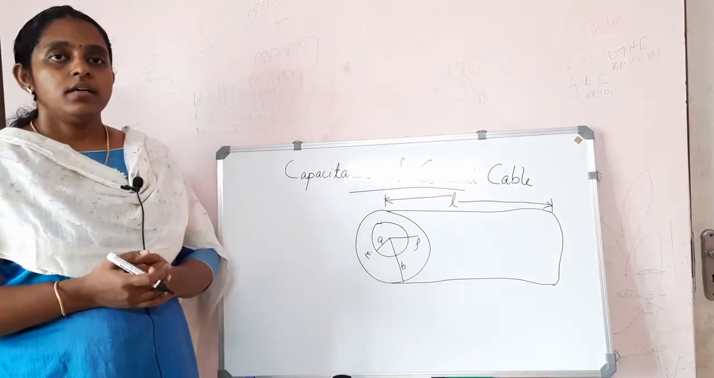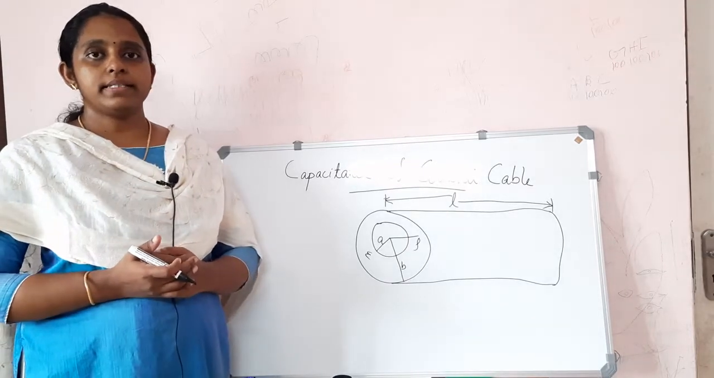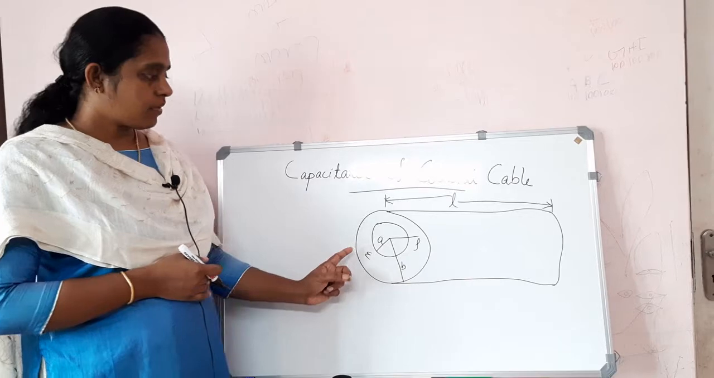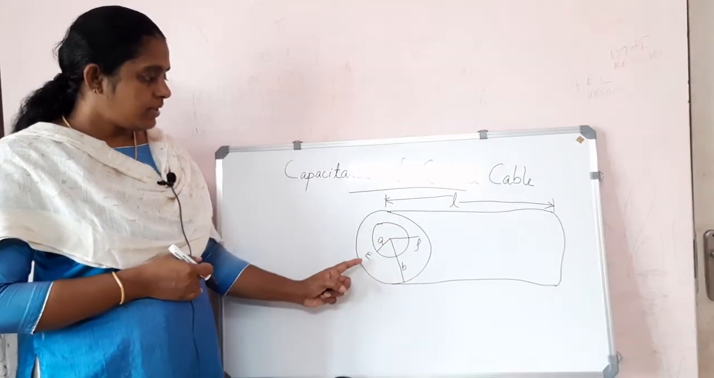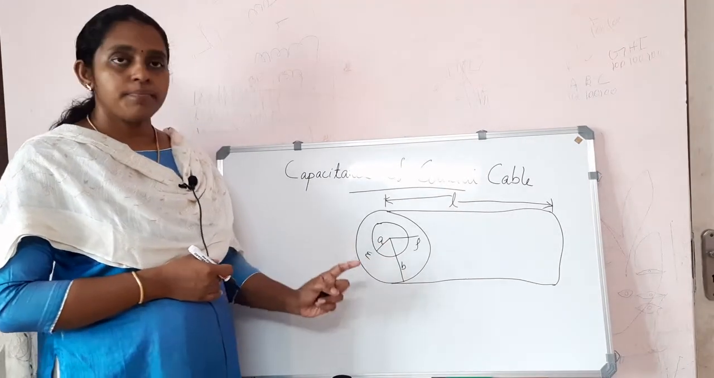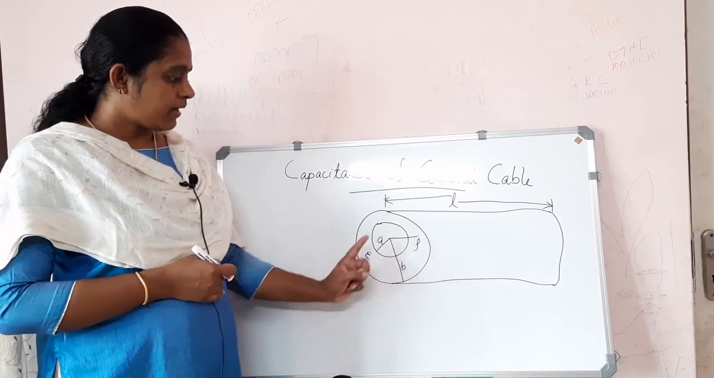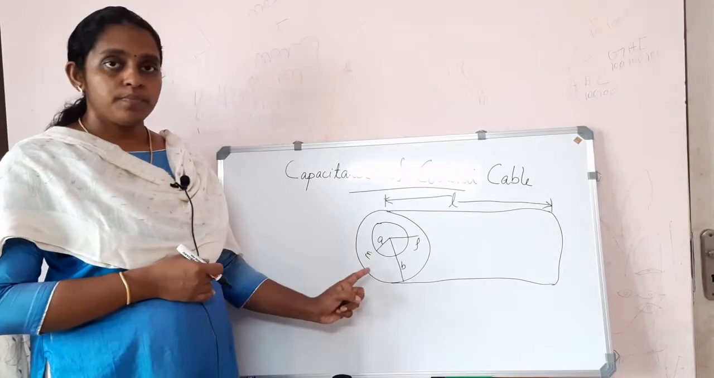ഇനി നമുക്കിന്ന് കപ്പാസിറ്റൻസ് ഓഫ് ദി കോയാക്സിയൽ കണ്ടക്ടർ അല്ലെങ്കിൽ കോയാക്സിയൽ കേബിളിൻ്റെ കപ്പാസിറ്റൻസ് ആണ് കണ്ടുപിടിക്കേണ്ടത്. ഇവിടെ ഒരു കോയാക്സിയൽ കേബിൾ വരച്ചിട്ടുണ്ട്, having length L, inner conductor having this radius A and the outer conductor having radius B. Then in between this inner conductor and outer conductor, the permittivity of the dielectric is epsilon.